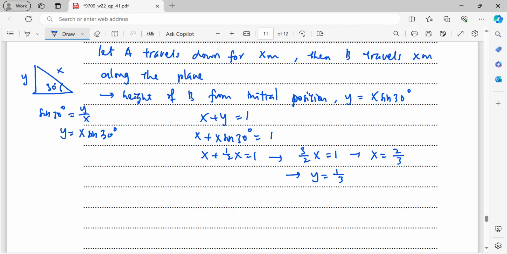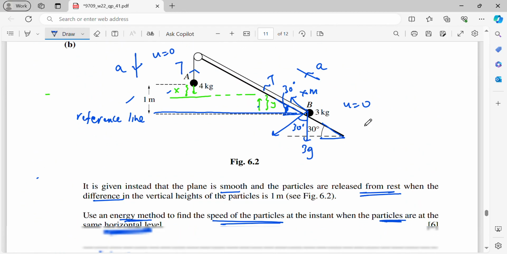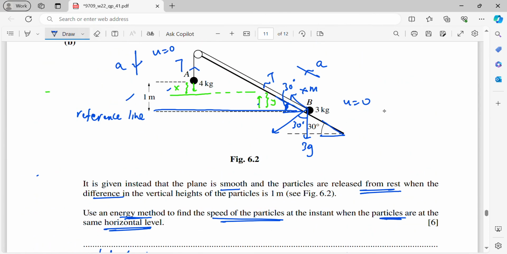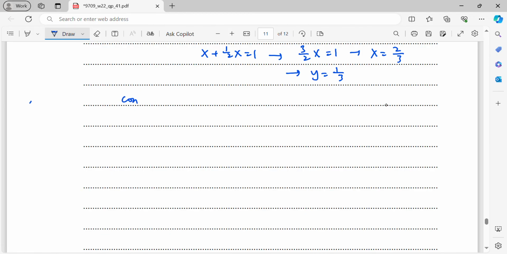Why do I need to find all this? Because you consider the energy later on. For energy, we need the gravitational potential energy, which is mgh, where h is the vertical distance from the reference line. So now I know this is 2 over 3 meter, and here is 1 over 3 meter. With this I will consider the conservation of energy method.